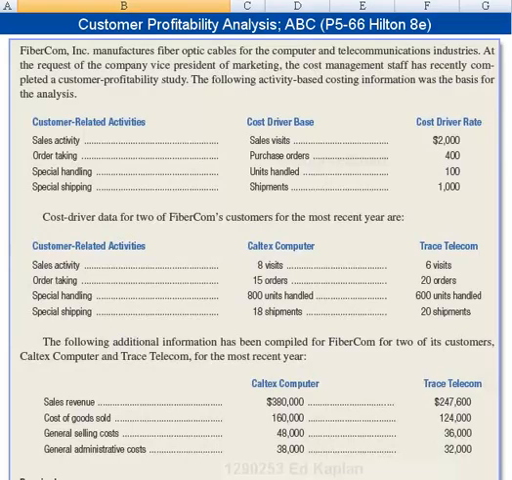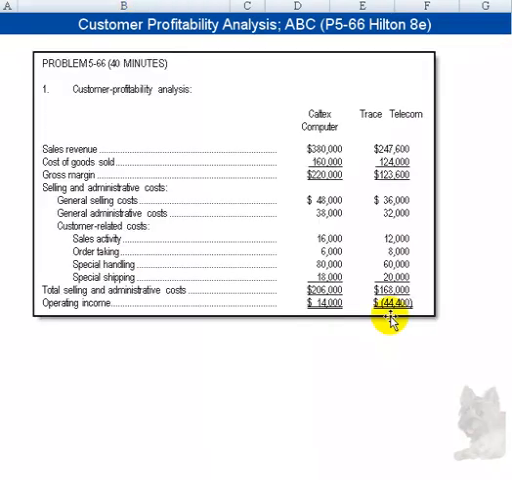Now, they already made an attempt to allocate general selling, or at least to identify general selling cost for each customer, so we don't have to worry about that. The 48,000, the 38,000, the 36, and the 32. And so we drop those in there as well. And when we do all of that, we can calculate a customer profitability analysis for each of these 2 major customers.